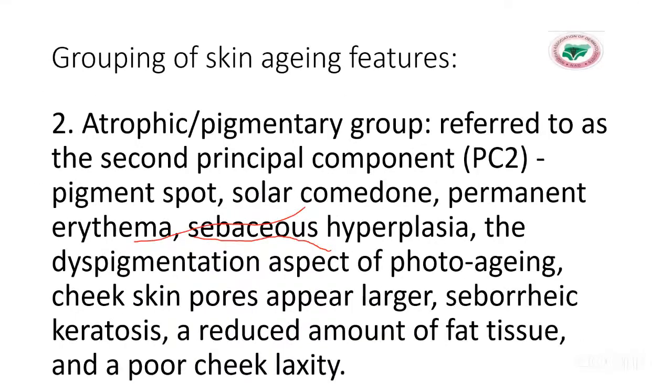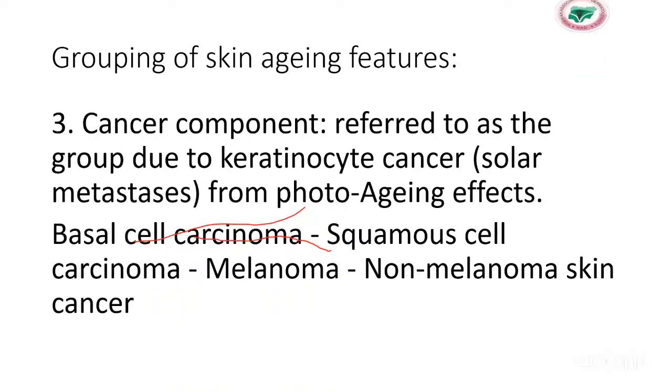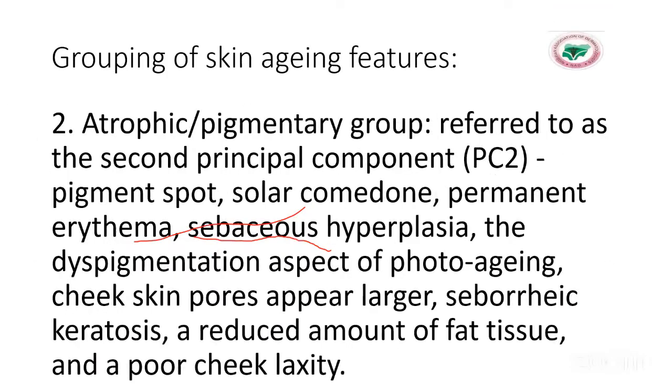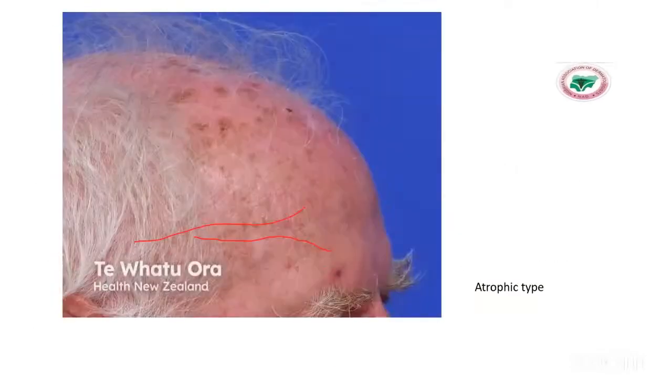The second is the atrophic or pigmentary group. This group usually has pigment spots, solar comedones. In a slide, I put down what solar comedone is. They also have permanent erythema, sebaceous hyperplasia, dyspigmentation, as well as seborrheic keratosis. I'll show a picture now. This is an atrophic type. We can see the hyperpigmentation, and also there is an increase in erythema.